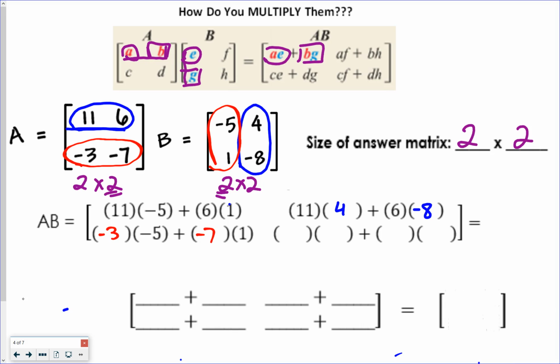Now to fill in the last piece, that's my second row and it's my second column, correct? So we're going to take my second row, which is negative 3, 7, and my second column, which is 4, negative 8. So what comes first in both of those? Negative 3 and negative 5. Nope, just kidding. Negative 3 and 4. There we go. Someone said negative 5. All right, what came second in both of them? Negative 7 and negative 8. All right. Now we're just going to simplify each piece.